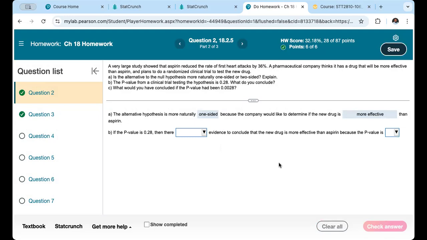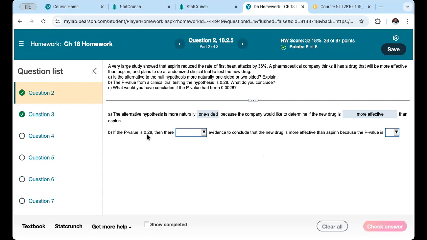And then let's get to B. B says that you have a p-value of 0.28. Let's compare it to 0.05. Is the p-value small or big? We are comparing this p-value of 0.28 to 0.05. Is 0.28 bigger than 0.05? Yes or no? Yes.